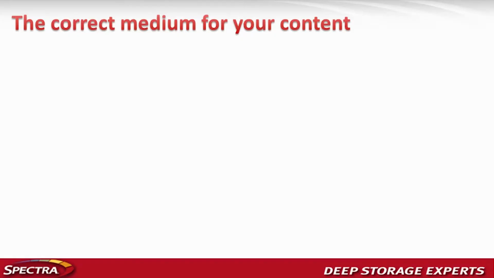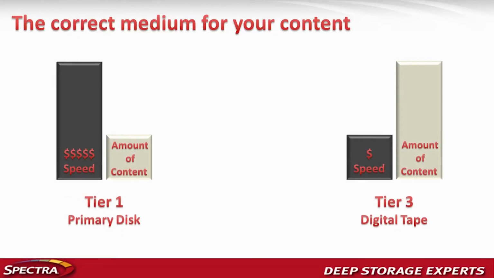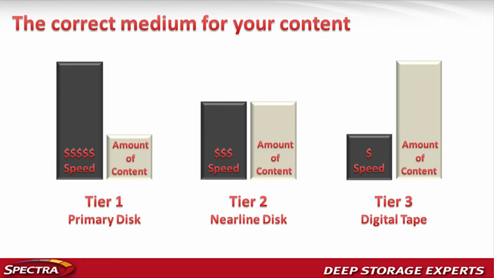Let's put it in other terms. As you can see, primary disk is designed to be very fast, but it comes at a premium. Digital tape is designed for cost-effective, robust capacity and is designed for planned access versus nanosecond retrieval. As you can see from this graphic, these media are designed for almost polar opposite uses. The Nearline Disk platform provides the best of both worlds by giving you a middle ground in speed, capacity, and dollars.